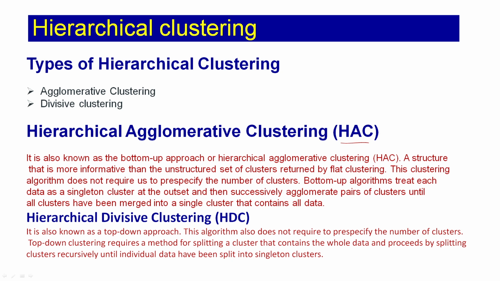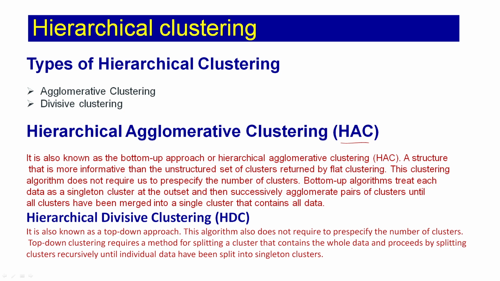Start with the very bottom level, atom level, and then you join them together, agglomerate the atoms to form clusters. But in case of HDC, this is top down. So, basically you split the cluster that contains the whole data and proceed by splitting the clusters recursively. Okay, so let us talk a little bit about how these hierarchical clusters work.